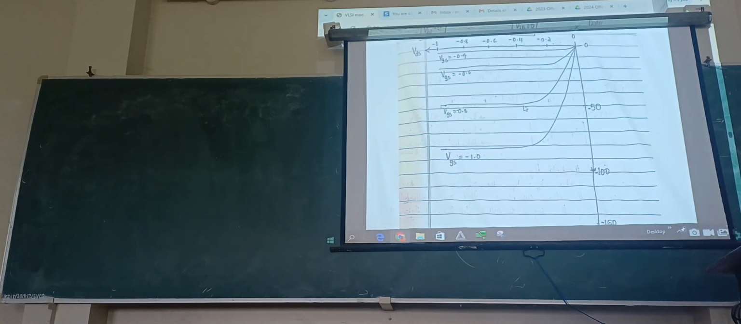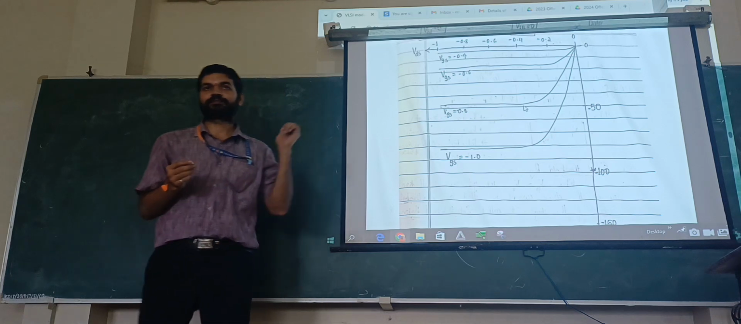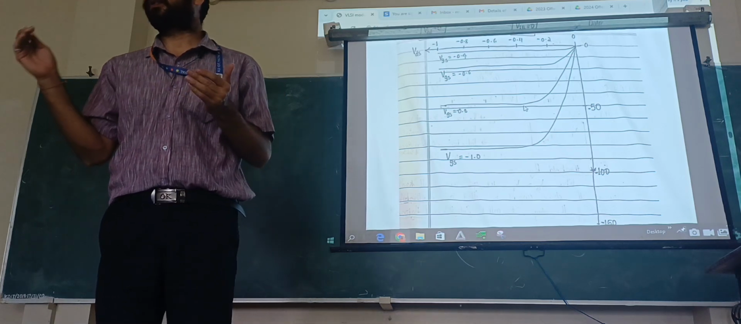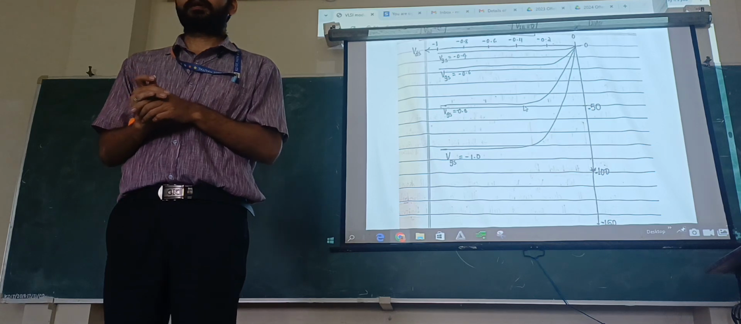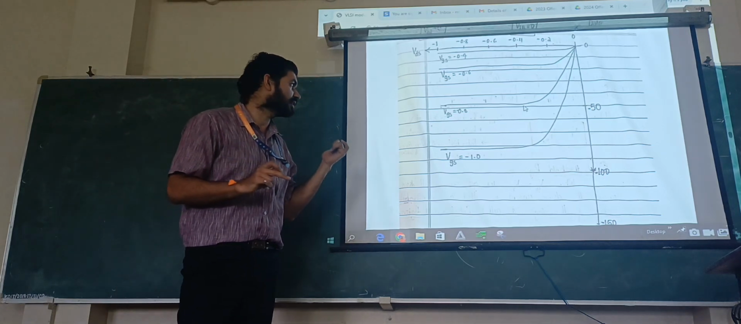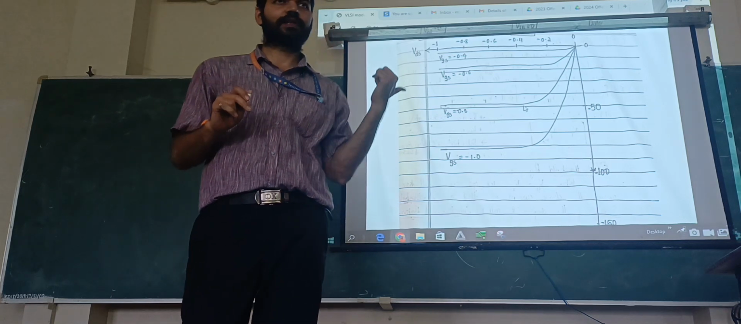So here we have derived the current equation for MOSFET. How the current is flowing in the MOSFET: in the saturation region of operation, the linear region, and the cut-off region. All three we have derived.